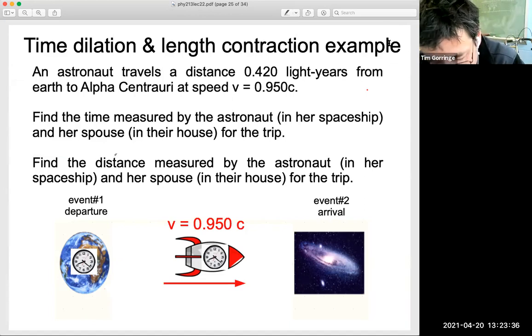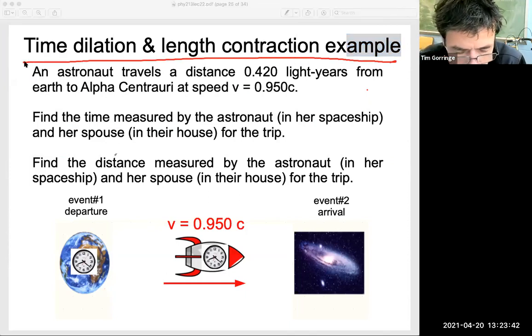And now I want to look at an example, an illustration of time dilation and length contraction. Now we've introduced it. And so let's start with the statement here.